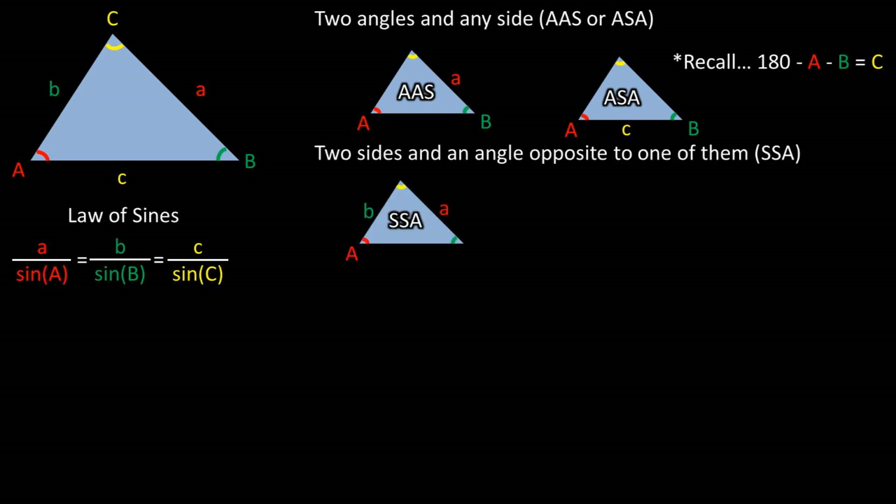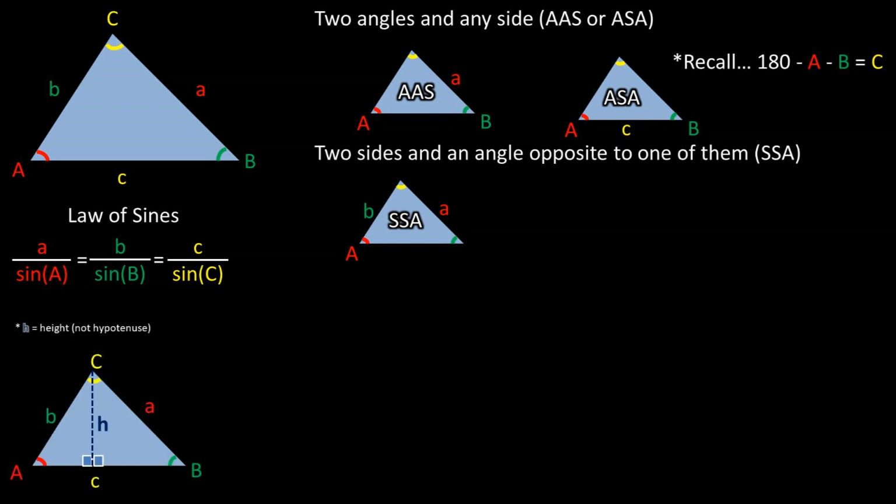The second scenario is when you have two sides and an angle opposite to one of them. In this case, we have an angle A and the length directly across from that, which is A, and a side length B. This is known as SSA or side-side angle form.